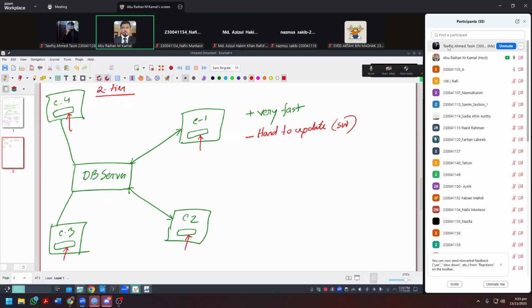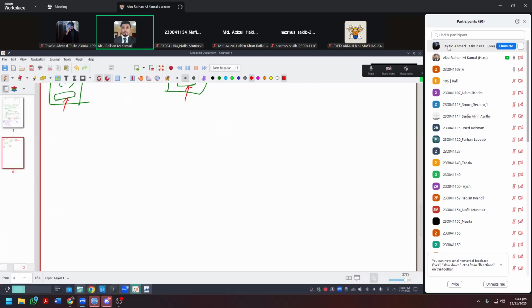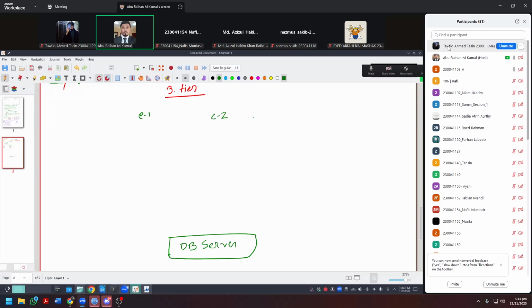Now, what is the solution then? The solution is very simple. We call it three-tier. Three-tier architecture is very simple. How does it work? We have a database server. Okay. We have clients. We have a lot of clients. These are the clients.